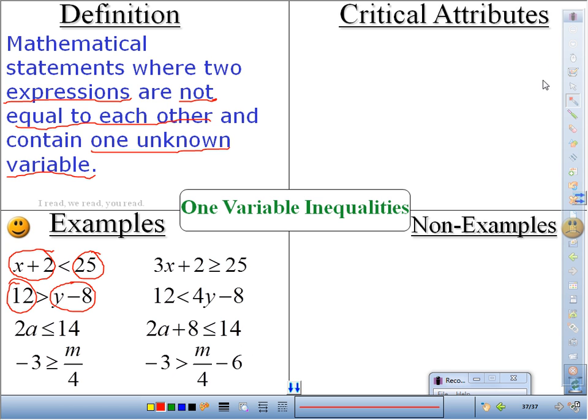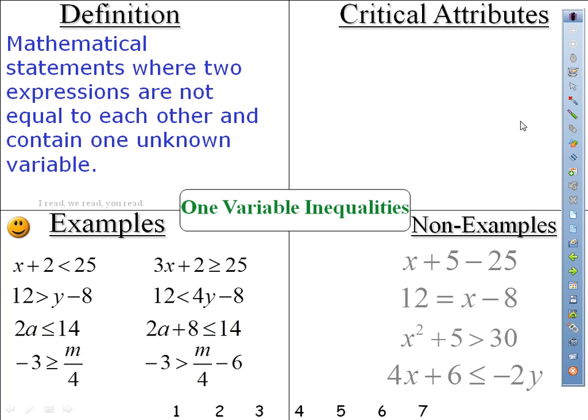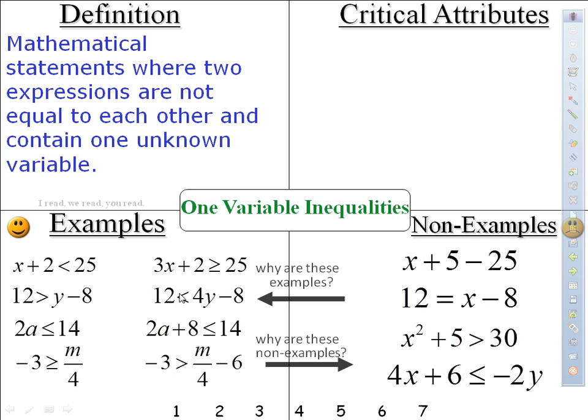Okay? Look at the non-examples. x plus 5 minus 25. 12 equals x minus 8. x squared plus 5 is greater than 30. 4x plus 6 less than or equal to negative 2y. So think about it. If these are inequalities, one variable inequalities, why are these not one variable inequalities? Think about it. Okay, talk it over with your neighbors. Why are these not one variable inequalities? Go.